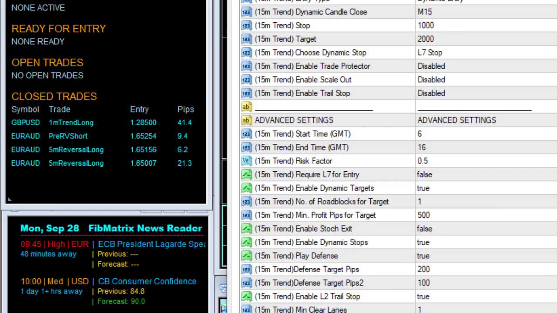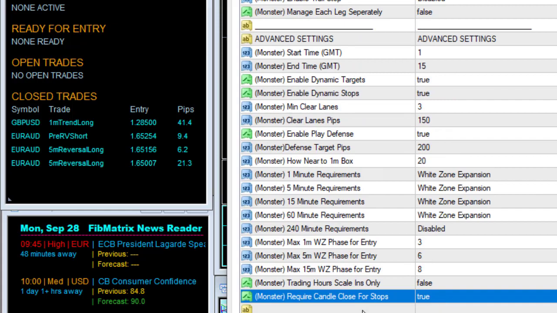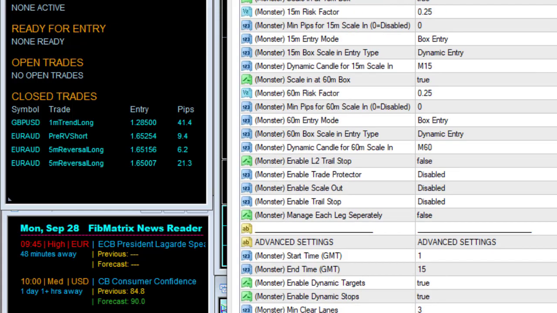I'm running settings now with those swing stop, preemptive reversals, 5 minute reversals, etc. I'm running those also with this set to false. But the monster, for example, I set it to true, so they require candle close. Alright, so that's the first thing.